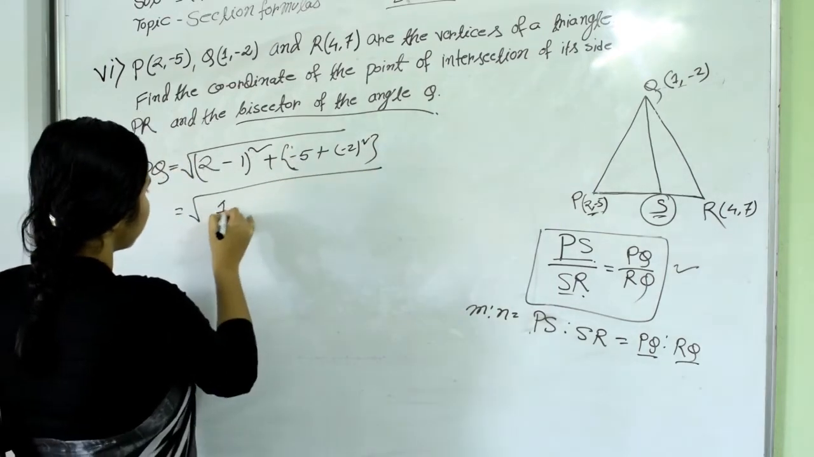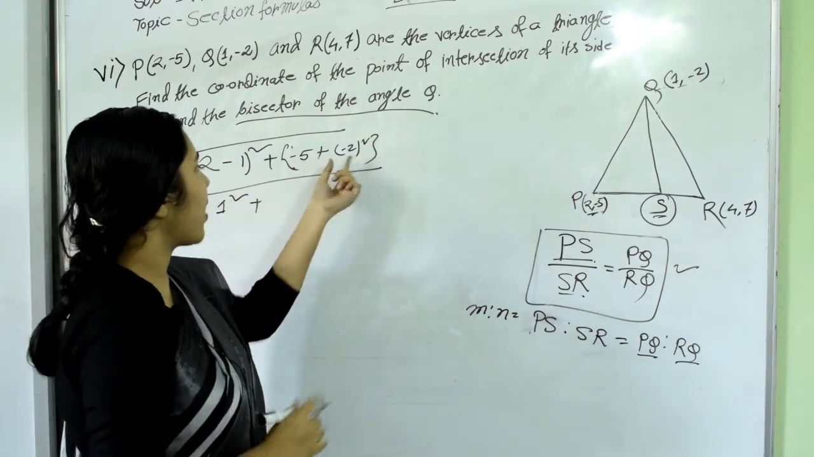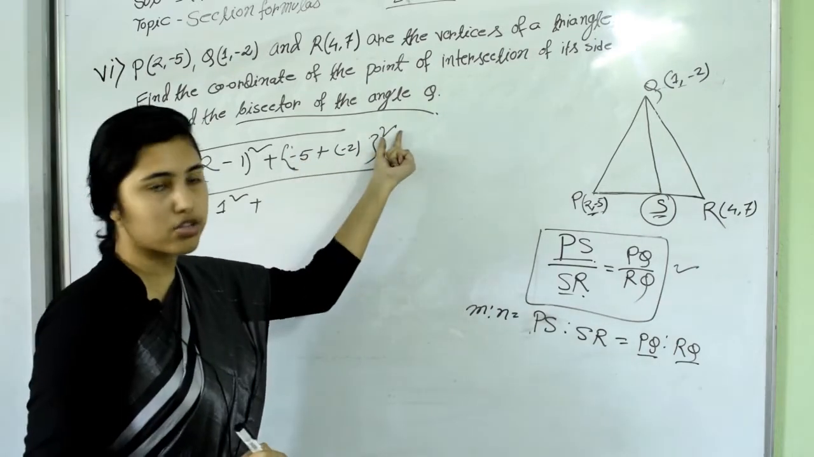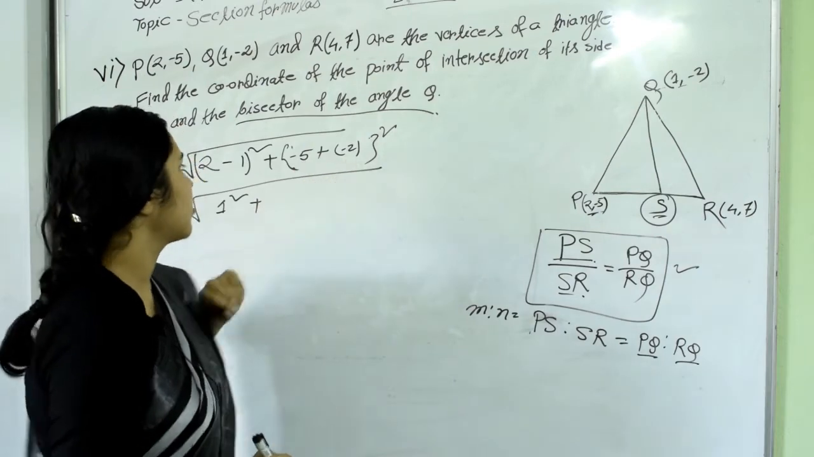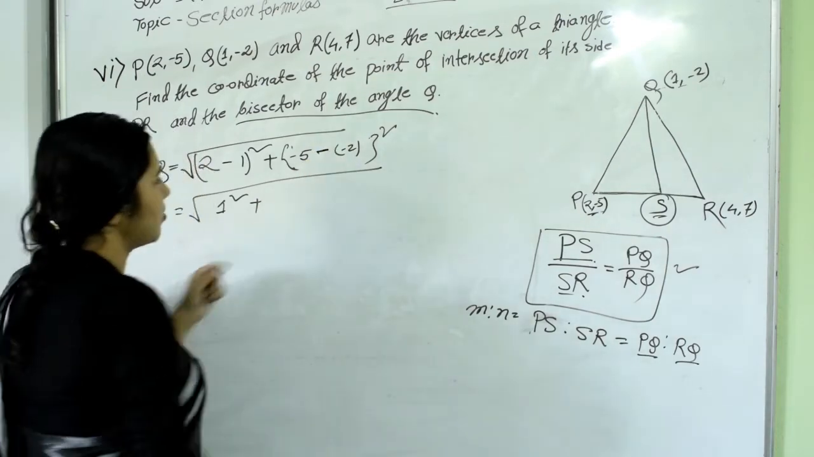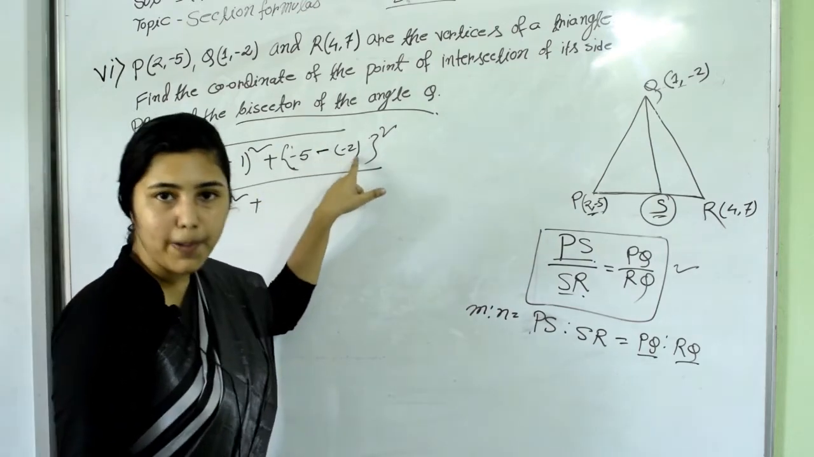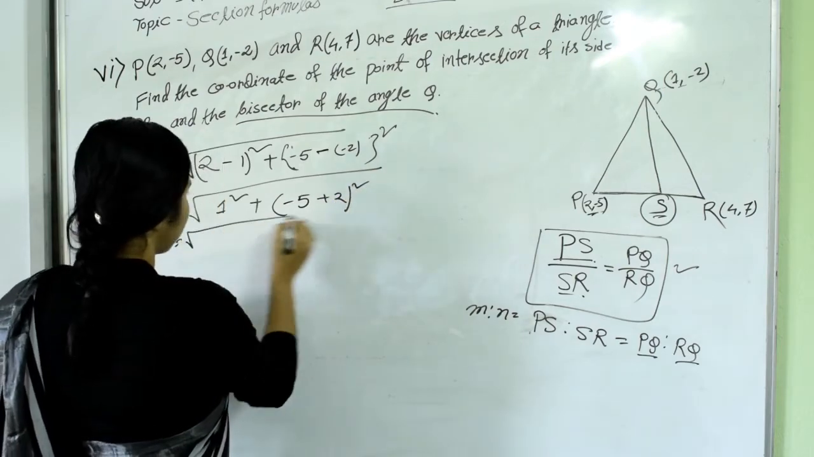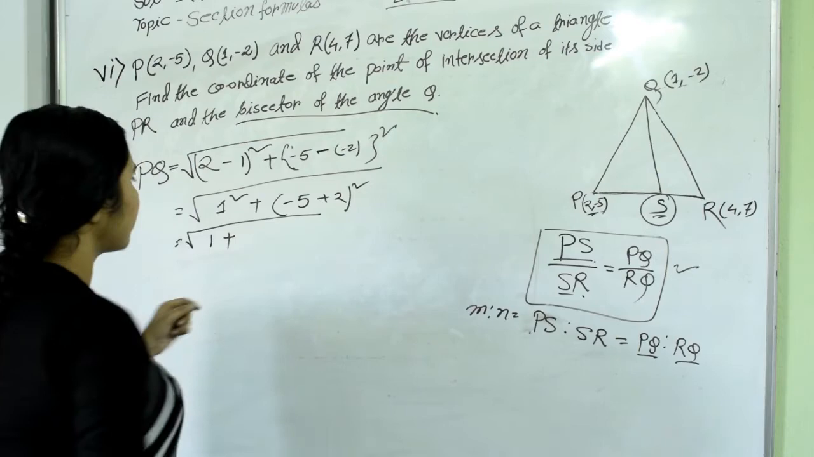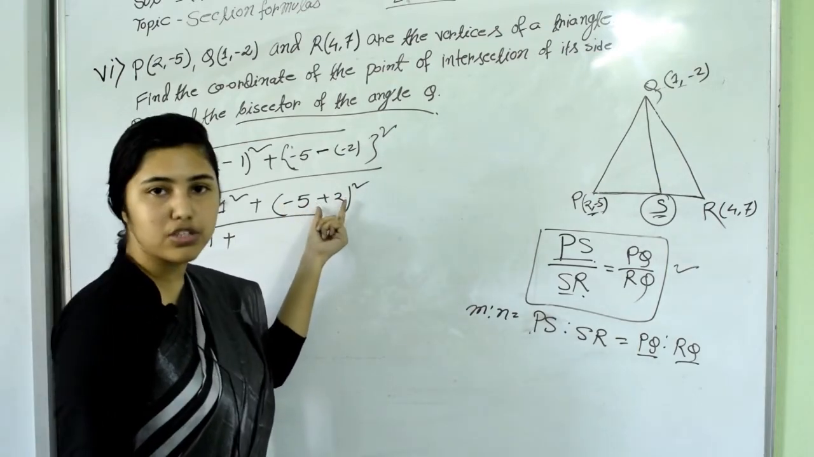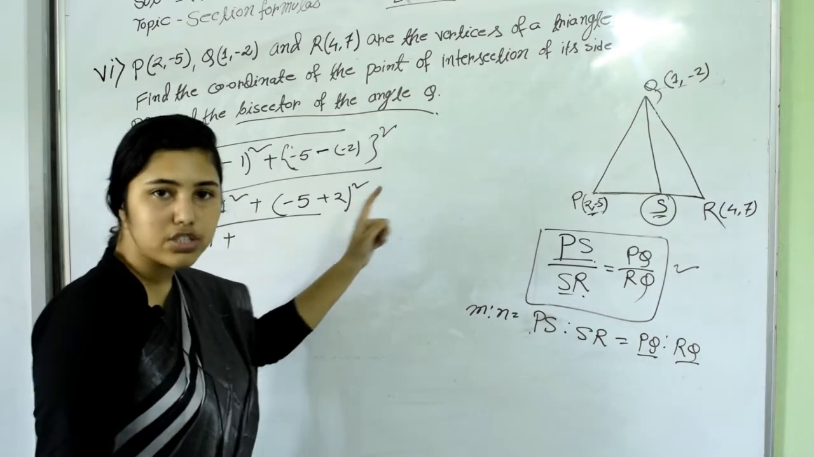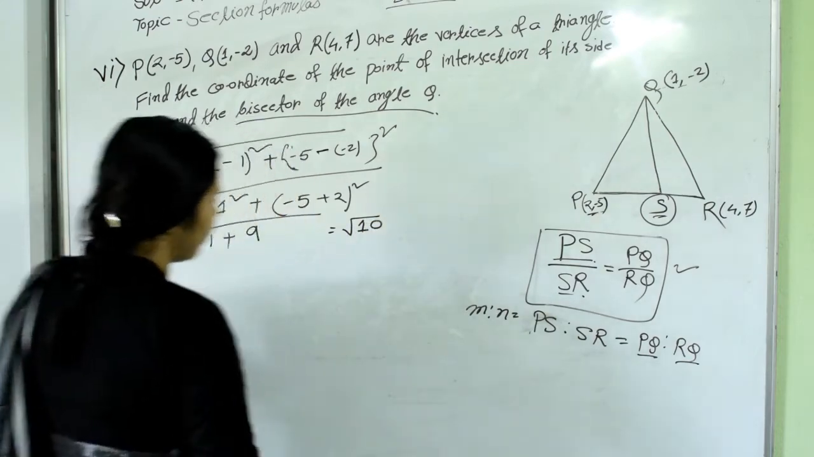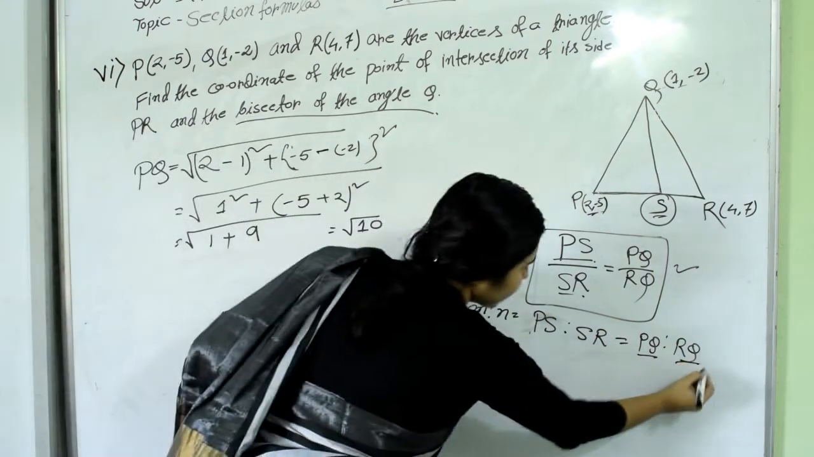Minus 1, so 1 square plus minus 5, sorry, here minus y1 minus y2 whole square. So minus 5 minus of minus 2, which means minus 5 plus 2. Square is equals to 1 square, which is 1, plus minus 5 plus 2, which is minus 3, and minus 3 square is equals to 9, which is equals to root over 10. Next we have to find RQ.